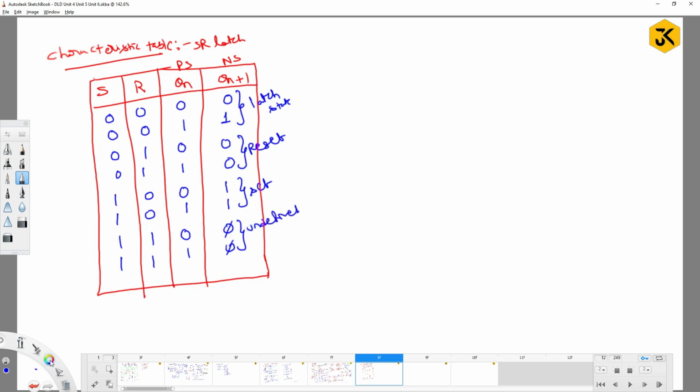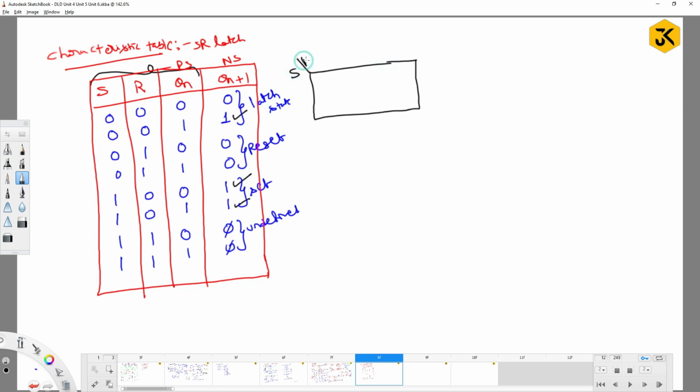Right, now can we draw the Boolean equation for this characteristic table? So what is Qn plus 1 now? We need to take out all the min terms. So how many variables are there here? 3 variables are there. So for 3 variables, we can draw a 3 variable K-map.